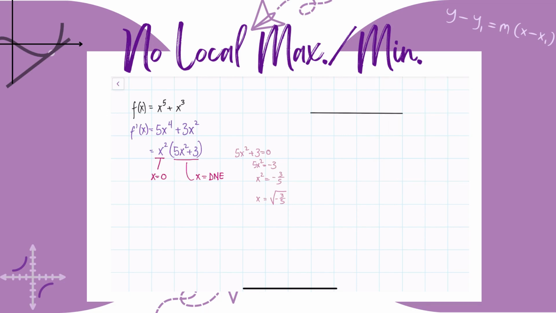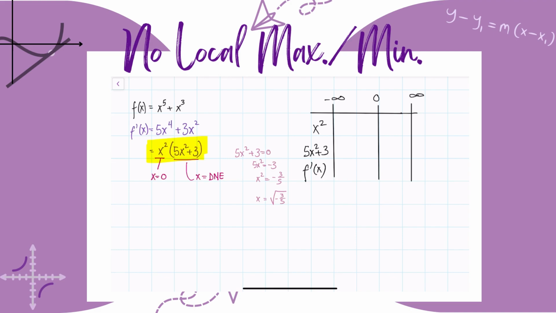And for our interval chart, we are going to have negative infinity. We are also going to have 0. And lastly, we are going to have positive infinity. For this part here, I have x squared, 5x squared plus 3, and f prime x. And I got all of that based on the factor that I got there.